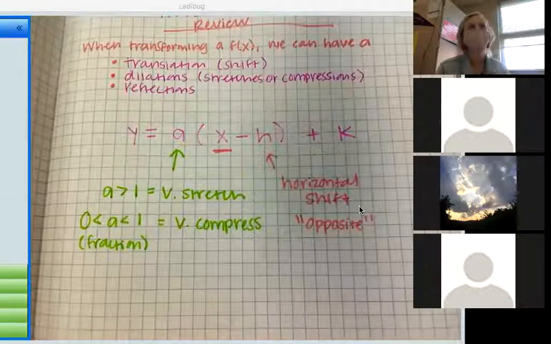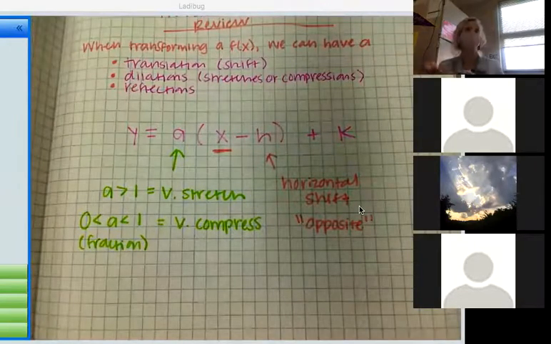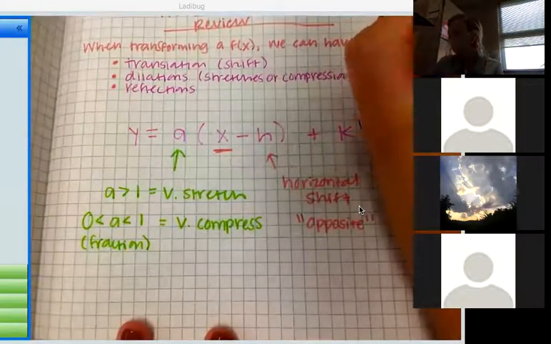Y'all are going to have to get used to the corny. It will help you remember it, hopefully. If it doesn't, then it wasn't a good analogy.